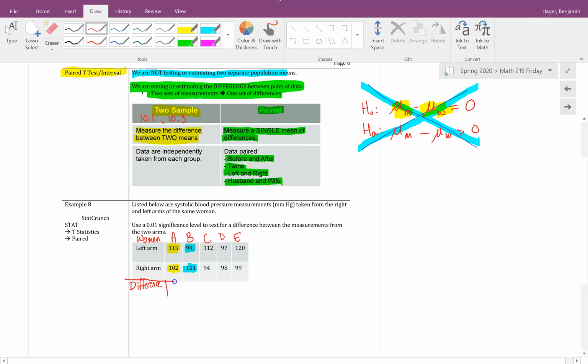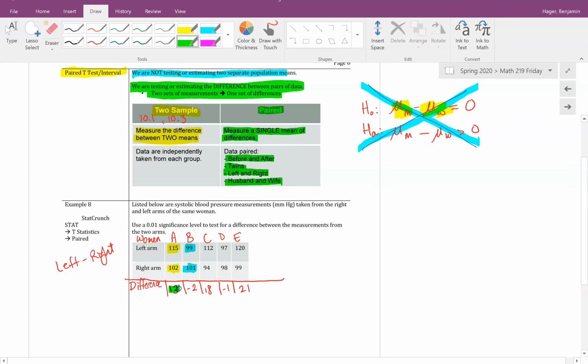So really what's going on in a paired test is you're looking at each individual person, right? And you're seeing what's the difference between those two measurements. So I'm just going to take left arm minus right arm. Doesn't really matter the order you do it. But if I take the left arm measurement minus the right arm measurement, I get 13. Here left arm minus right arm measurement would be -2. Left arm minus right arm, let's see, that would be 18 if I'm adding it right. Left minus right would be -1, and left minus right would be 21.